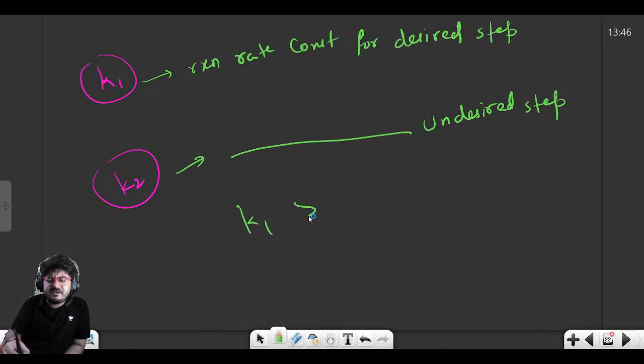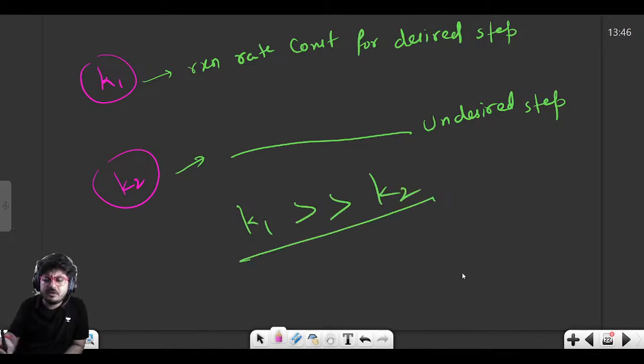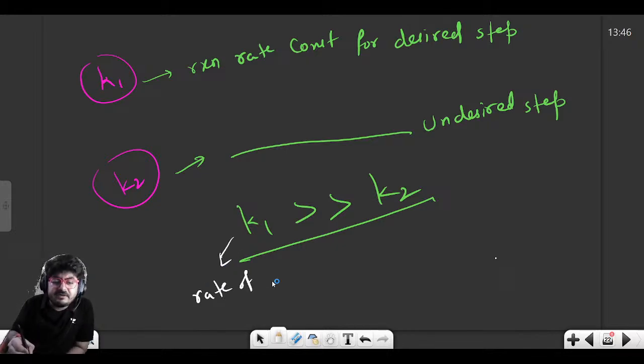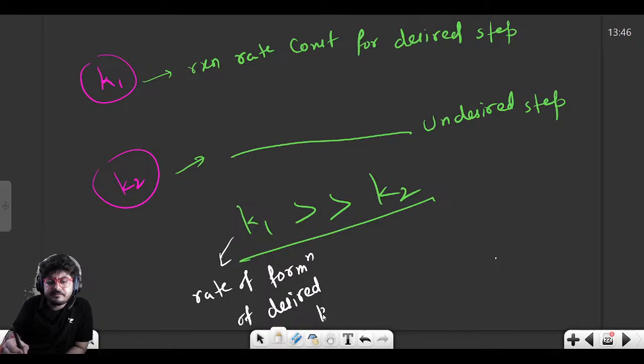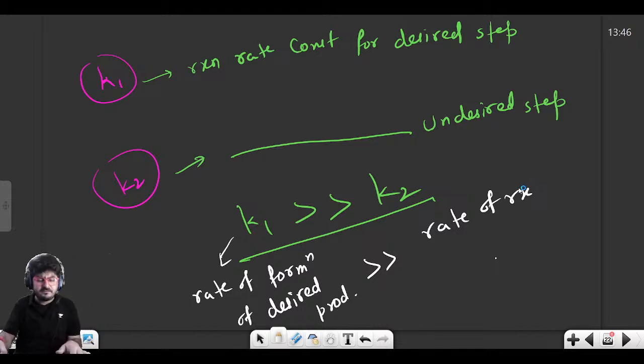So that means if K1 increases, or K1 is very, very much larger than K2, so what is the meaning? That means the rate of formation of the desired product will be very, very much larger than that of the undesired product.